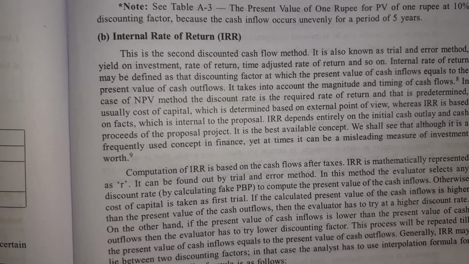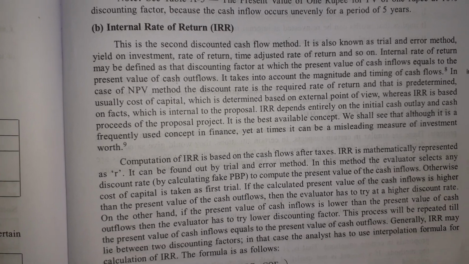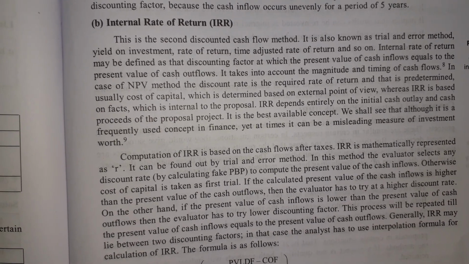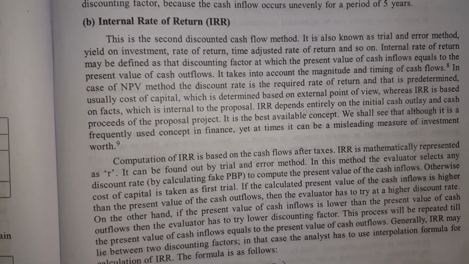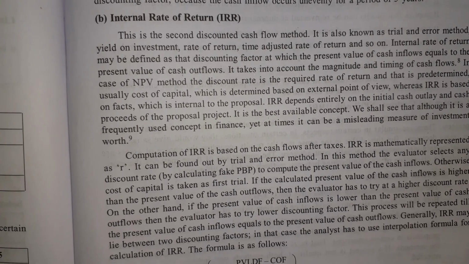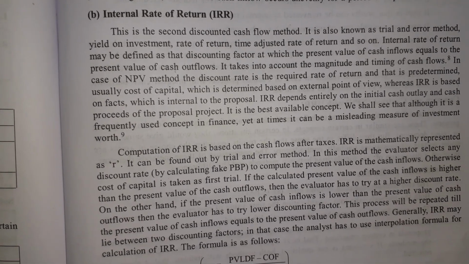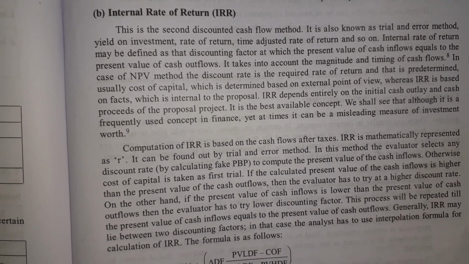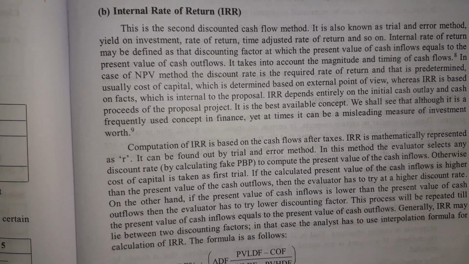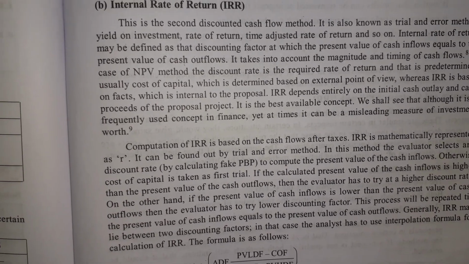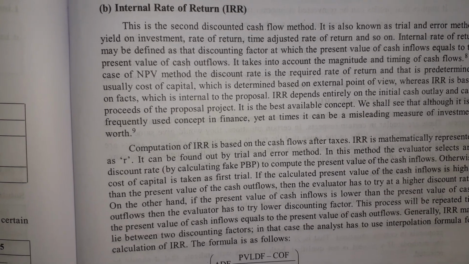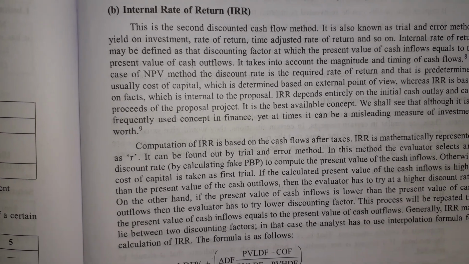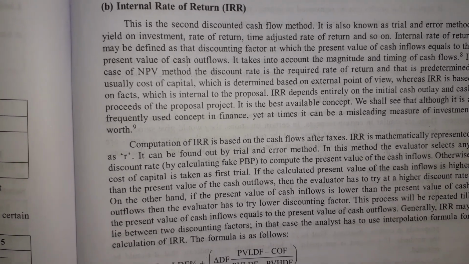In the previous session, we have seen the problem on NPV, net present value problems. We have also seen, if they don't give the cash flows, how do we compute the cash flows with the given information. That also we have seen in the NPV. The second discounting technique in capital budgeting is internal rate of return, or IRR.